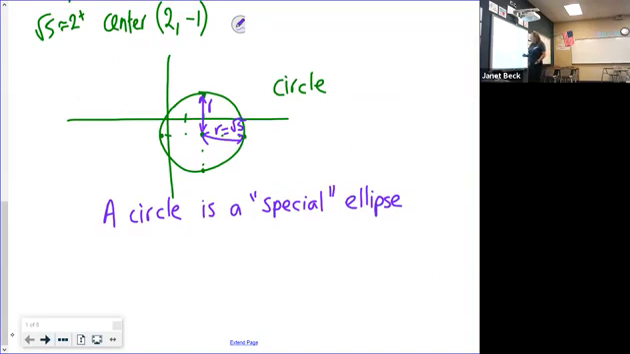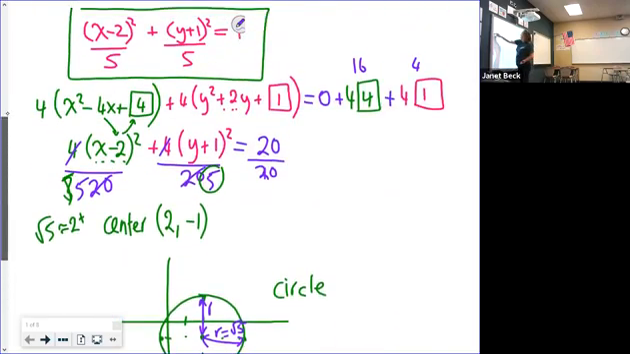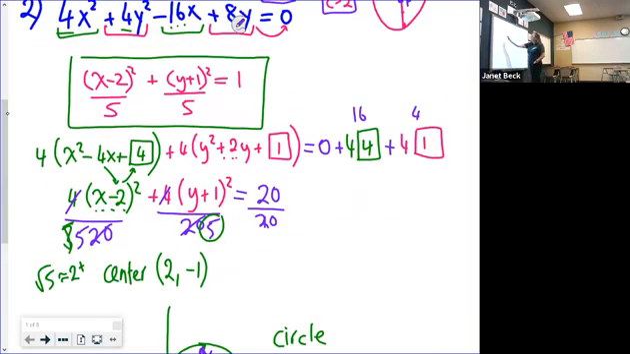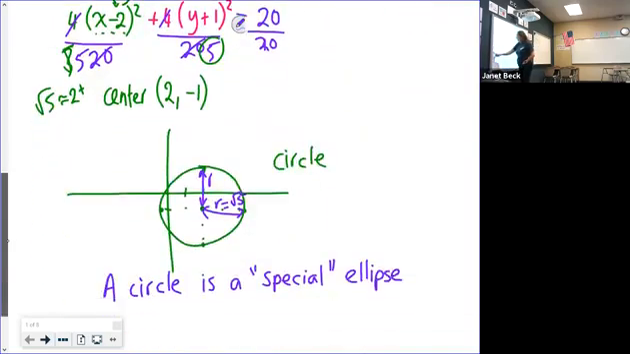Okay. Because it's special, can you see how we could actually change the format of this equation? These denominators are both the same. We could get rid of them by multiplying this side by 5 and multiplying this side by 5. Then that would cancel those, and we would be left with x minus 2 squared plus y plus 1 squared equals 5. Not 5 squared, just equals 5.